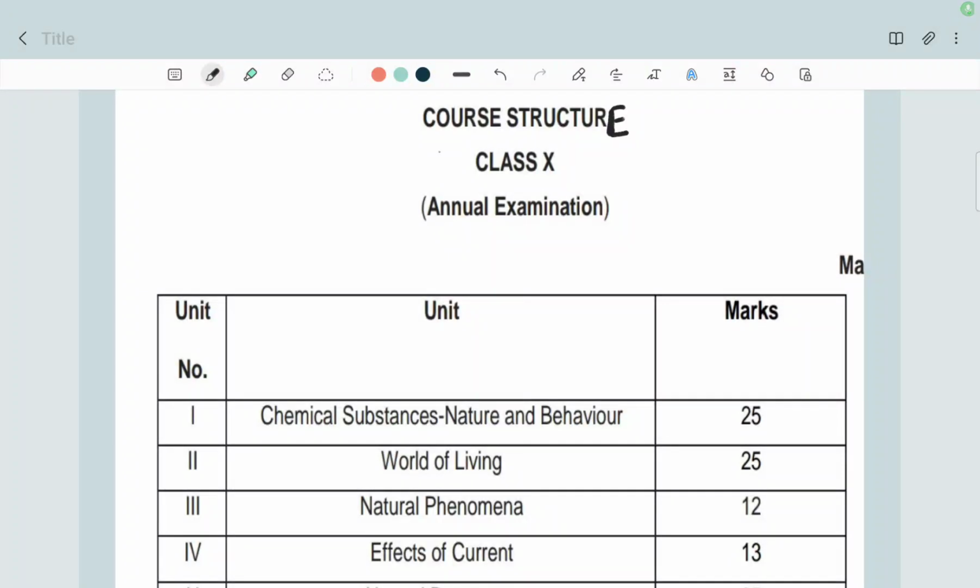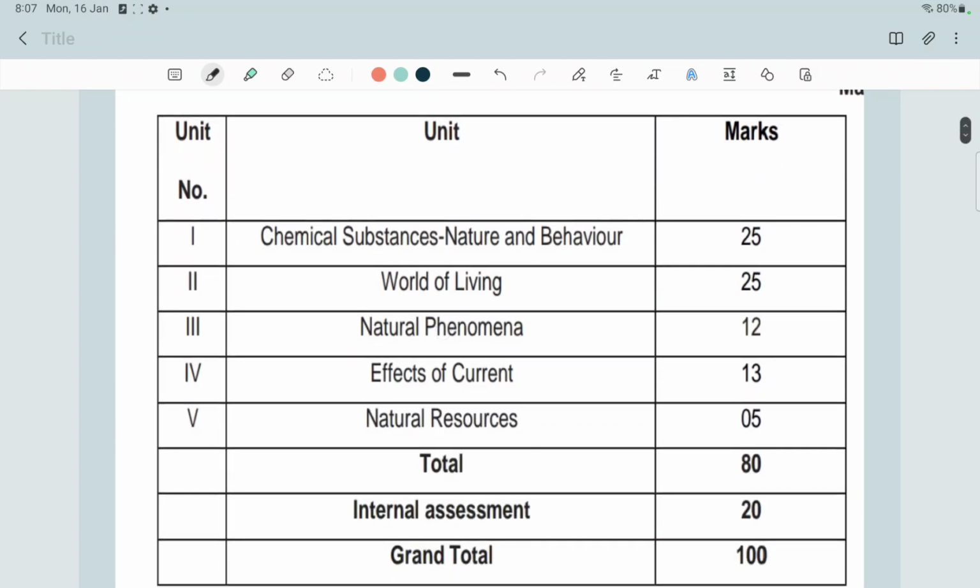In this class, we will understand the course structure first for class 10th science board examination, and then we will discuss one by one the topics which are covered in each unit so that we can do our revision efficiently.